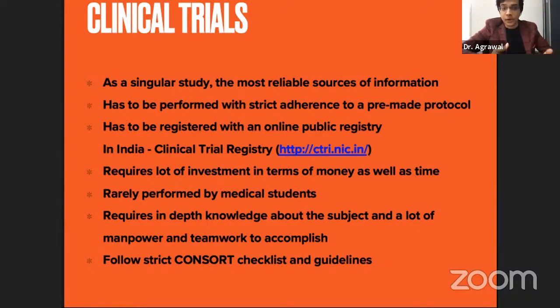It has to be registered with an online public registry at this particular website, and it requires a lot of investment in terms of money as well as time. It's usually rarely performed by medical students unless they're volunteering or assisting on it based in their institutions. It requires in-depth knowledge about a subject, the confounding variables, what essentially is the current information on a particular topic, and they follow strict CONSORT checklists and guidelines, which journals will ask you to submit when you are submitting your paper for consideration for publication.